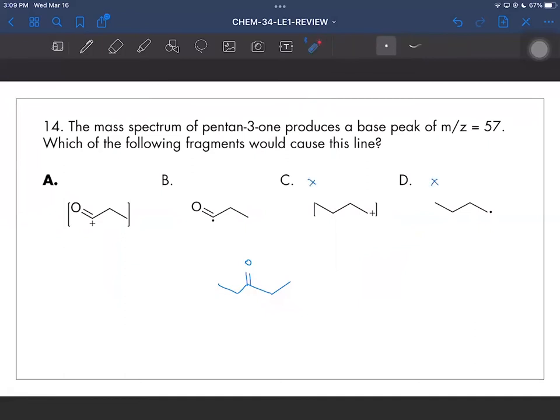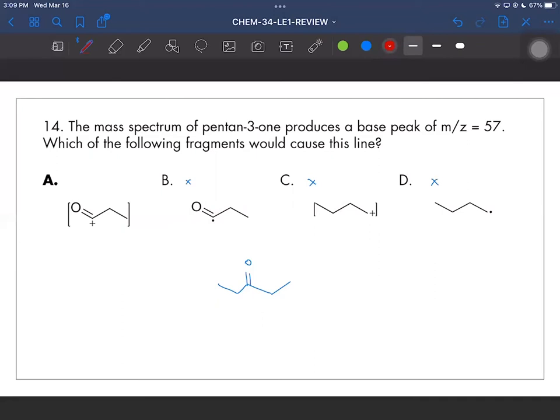So which of the following would give that signal, either A or B? In mass spec, it only detects the charged fragments. So only the cation fragments are recorded. The neutral radicals are not recorded in our mass spectrum. So we can exclude B, and therefore our answer is letter A.